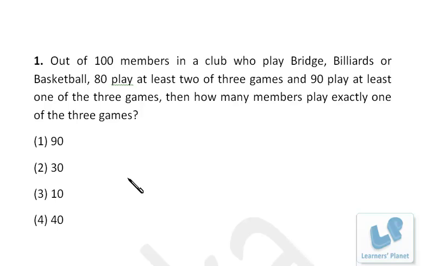now let's try this question. Out of 100 members in a club who play bridge, billiards or basketball, 80 play at least 2 of the 3 games and 90 play at least 1 of the 3 games. Then how many members play exactly 1 of the 3 games? Exactly 1, right? Now first of all, 90 people are playing at least 1 game. That means 10 people are not playing any game, right? The first thing. And 80 are playing at least 2.